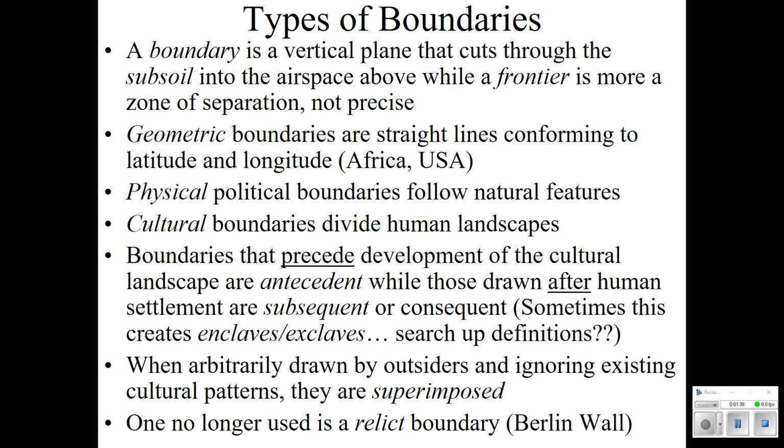If they're straight line conforming to latitude, longitude, we call those geometric boundaries. You see a lot of those in Africa because, of course, African boundaries were not drawn by Africans. They were drawn by Europeans. That Berlin Conference of 1884, where a bunch of European states carved up Africa like a cake.